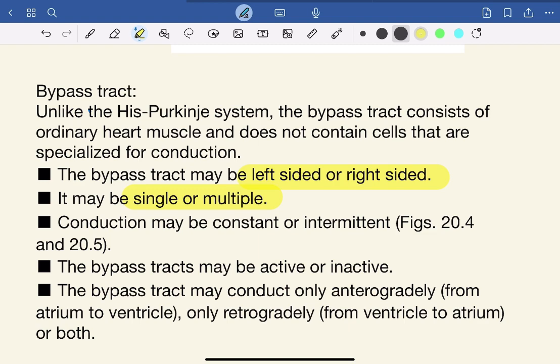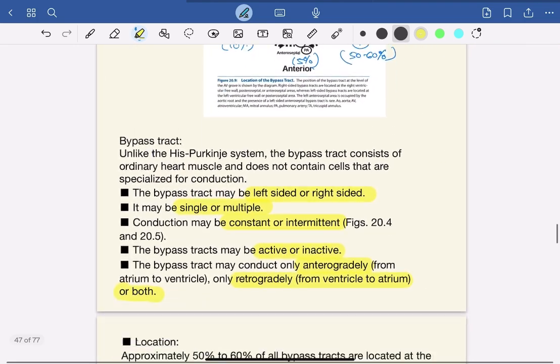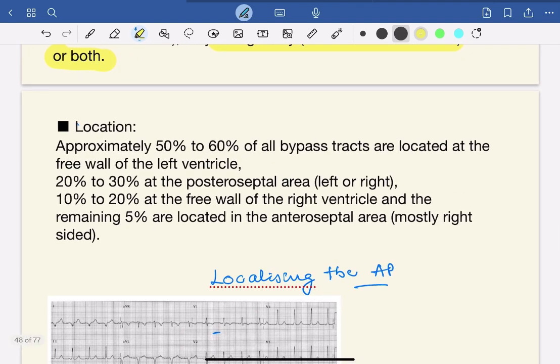Conduction may be constant or intermittent, and the bypass tract may be active or inactive. A bypass tract may not conduct any electricity. It may conduct only anterogradely from the atrium to the ventricle, or retrogradely from the ventricle to the atrium, or both. Some bypass tracts conduct only anterograde, some only retrogradely, that is from ventricle to atria, or some may conduct in both manners. And the location of the bypass tract varies.